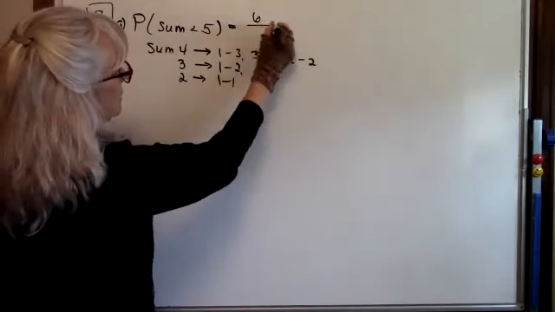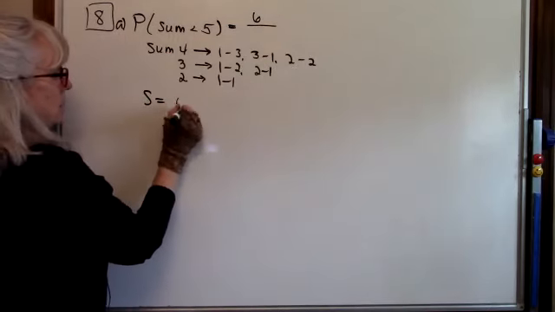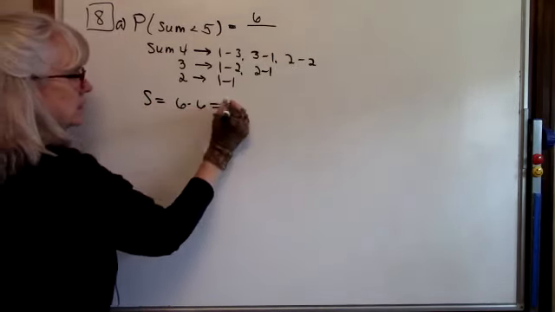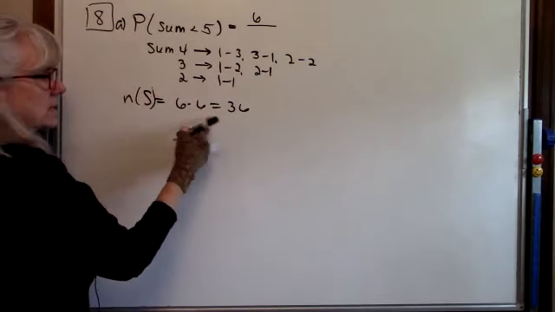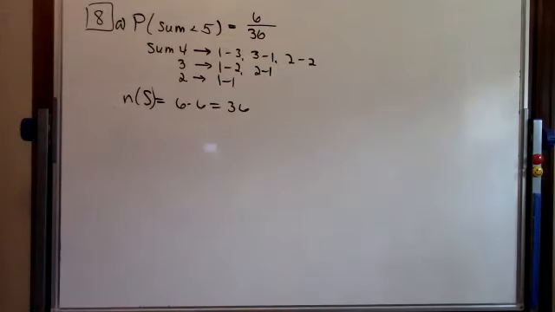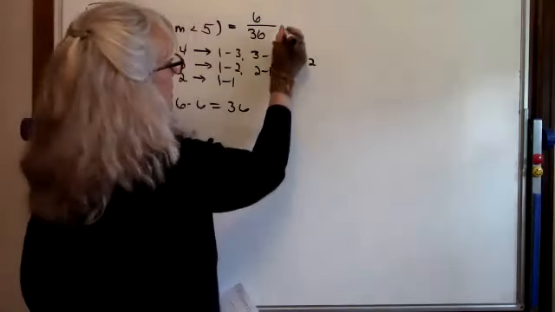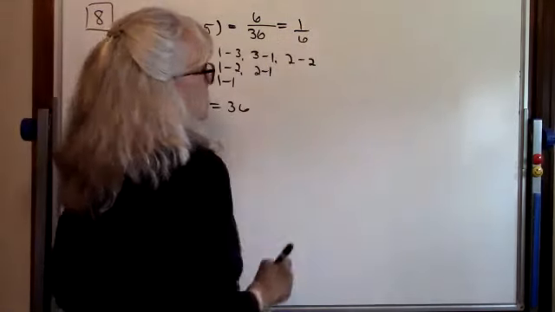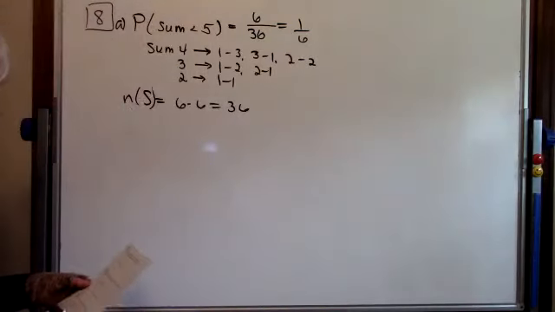And now we need our sample space. Well, our sample space, when we toss the dice, is going to be 6 times 6: 6 possibilities on the first die, 6 possibilities on the second die to give me 36. So the probability of getting a sum that is less than 5 is 6 out of 36. I'll reduce that. That's 1 out of 6. You can take it to a decimal. I'll use fractions when they're convenient and easier, quicker.